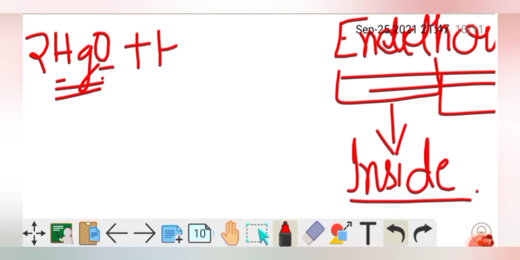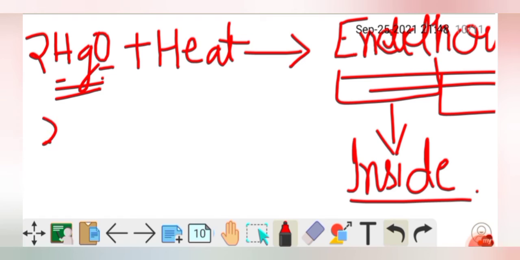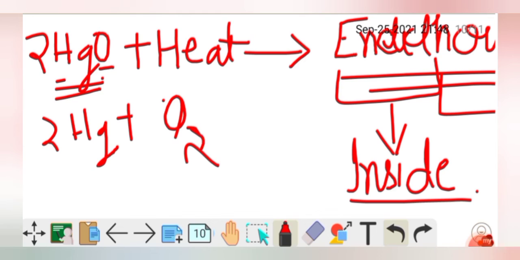heat is taken. Okay, in the presence of heat, you can say it forms mercury, 2Hg, plus oxygen, that is O2. Here you will write mercury is a liquid and oxygen is a gas.